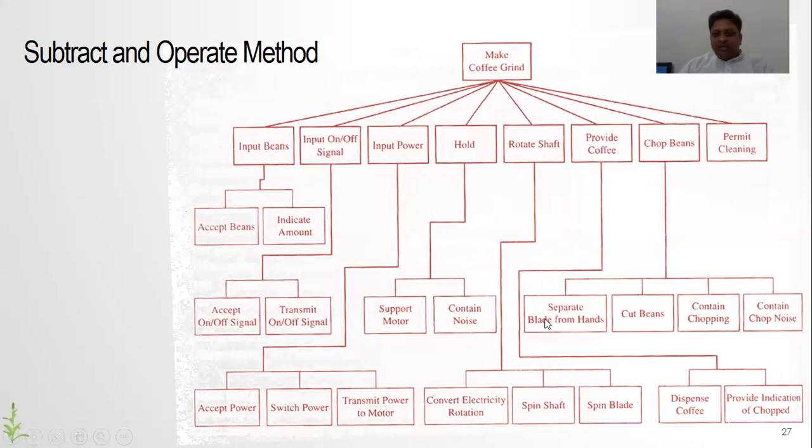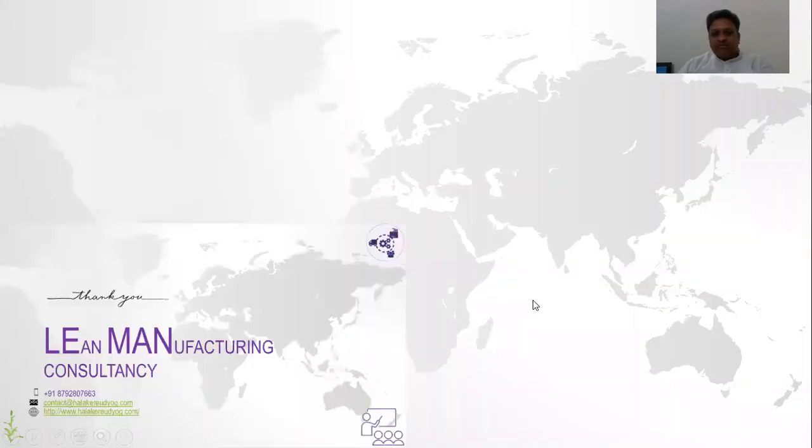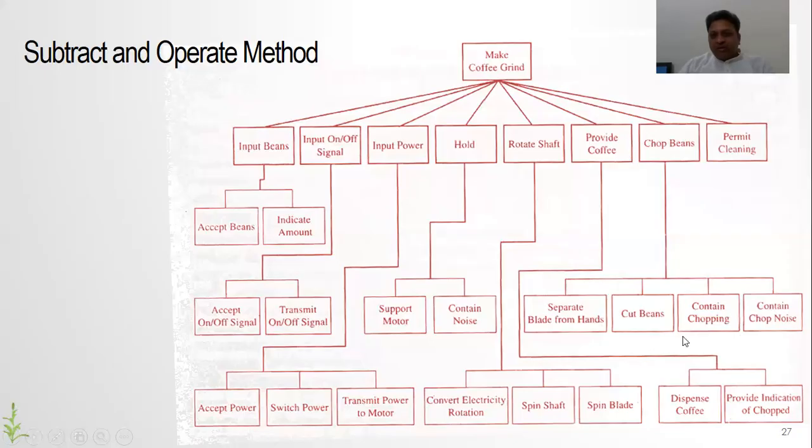And provide coffee means dispense coffee and provide indication of the chop. Then chop the beans means separate blade from hands and cut beans. And contain chopping and contain chop noise. So this is how the subtract and operate method happens.